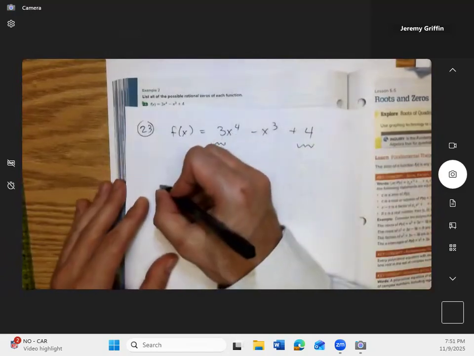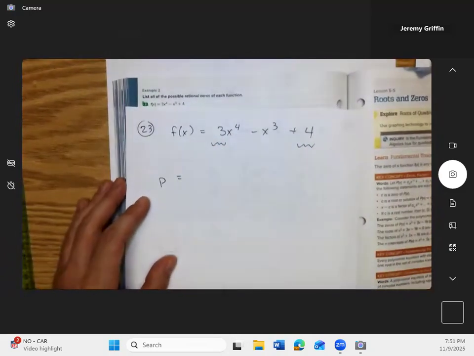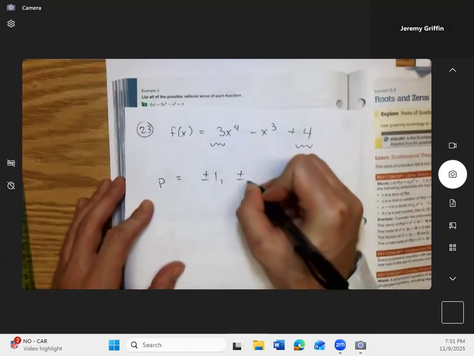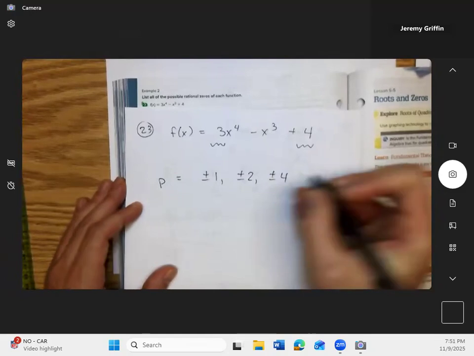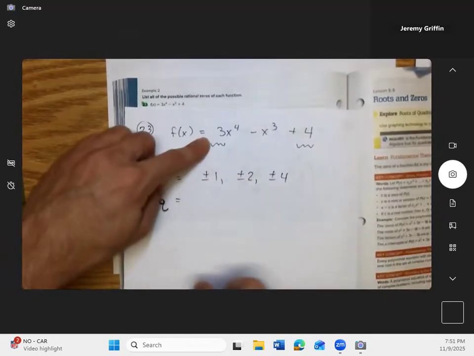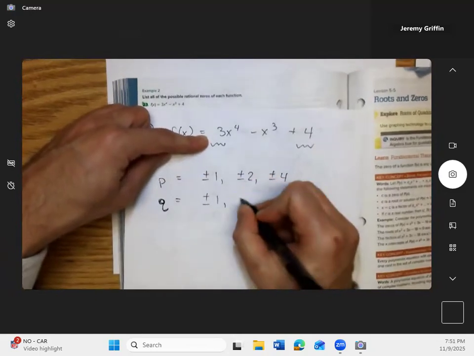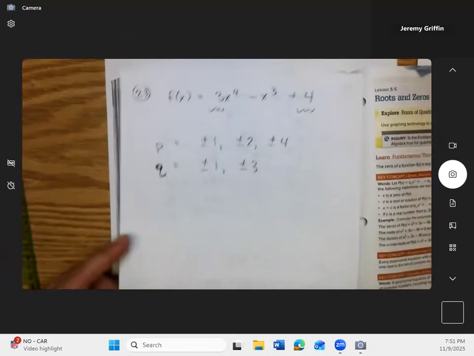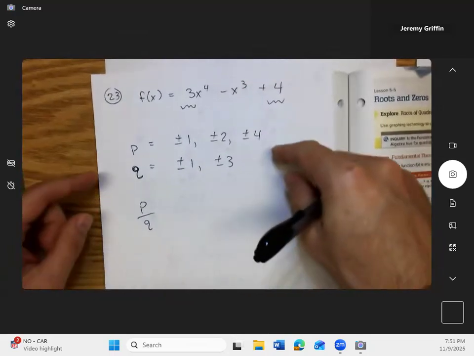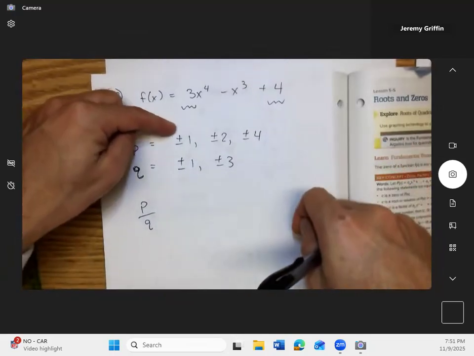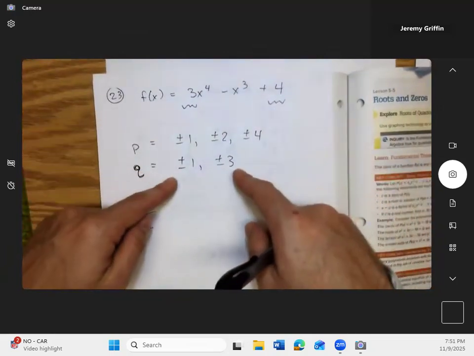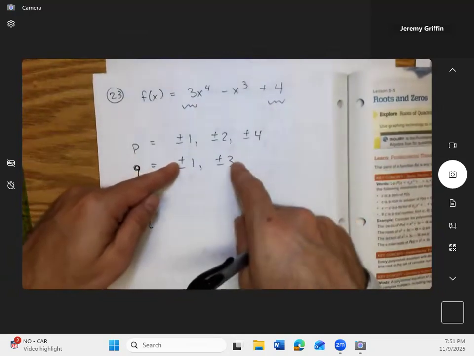So P could be factors of 4, which could be plus or minus 1, plus or minus 2, plus or minus 4. And Q could be factors of this 3, which should be plus or minus 1, plus or minus 3, and that's it. Then what's my P over Q? I need to pair every one of these 6 P's, because the plus or minus counts for 2 numbers, divided by each of these 4 Q's.